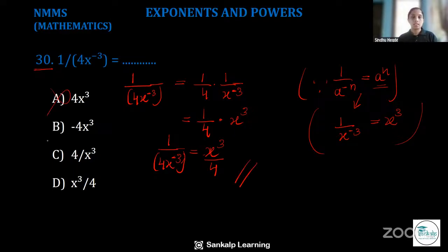So option A is wrong. Option B is wrong. Option C is inverse of our answer. So option D is correct. X cube by 4. Answer D.